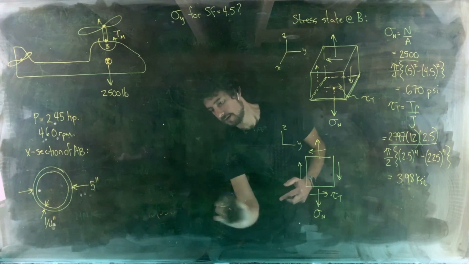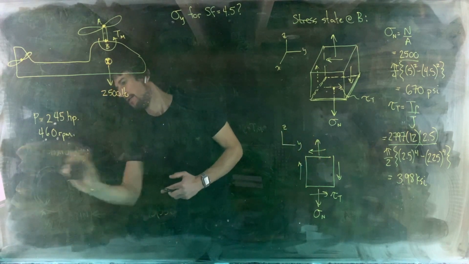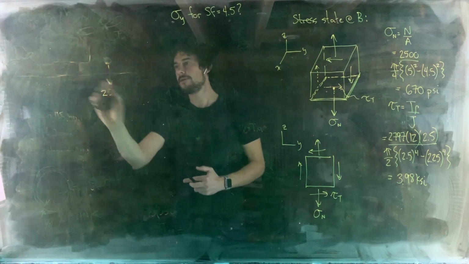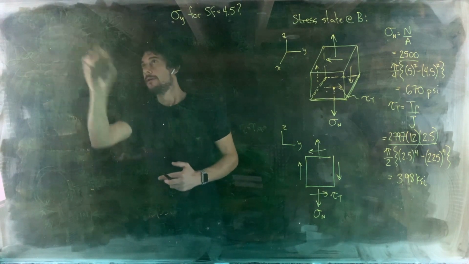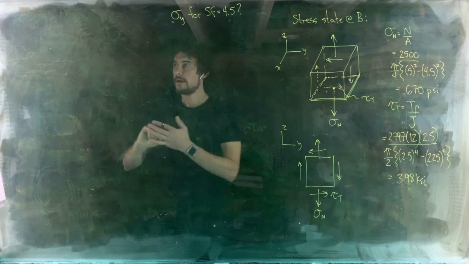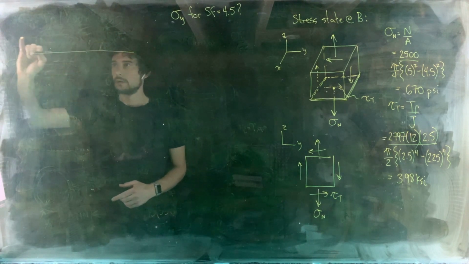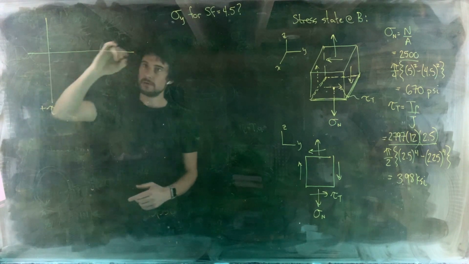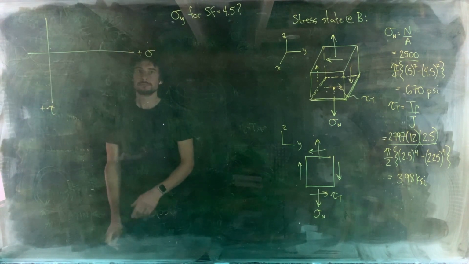We'll go ahead and draw that. Get rid of the ugly helicopter. Goodbye, helicopter. Okay, Mohr's circle. Positive shear stress downwards, positive normal stress to the right, like that.